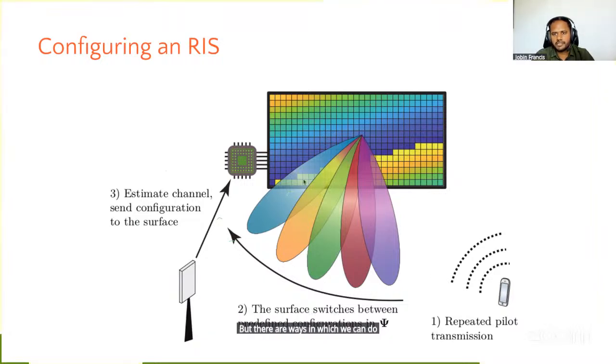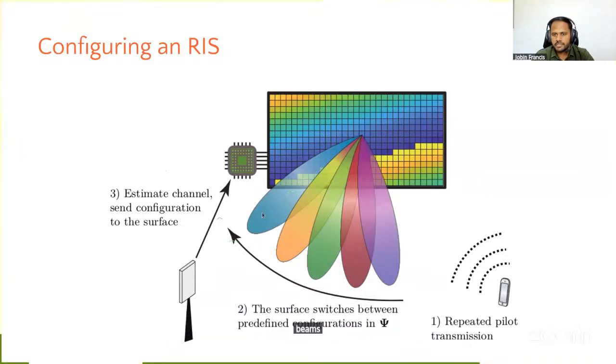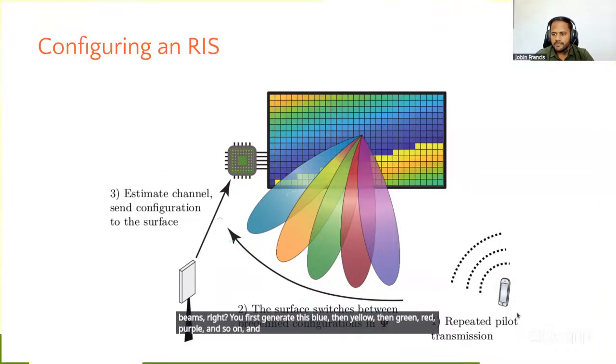One simple option is that we try out different phase profiles and see which one works best. One such protocol is what is shown here. So you configure the surface for different beams, right? You first generate this blue, then yellow, then green, red, purple, and so on, and try out which one gives you a strong signal to the mobile phone, and use that beam or that corresponding phase profile.